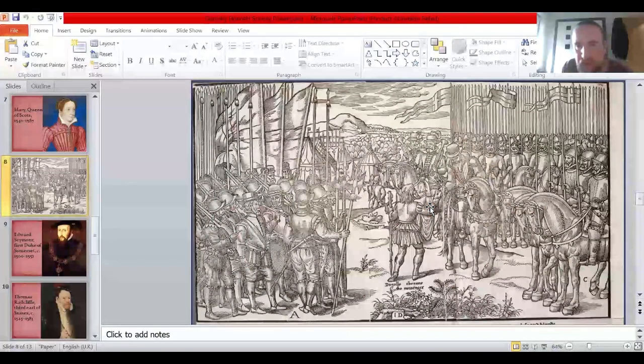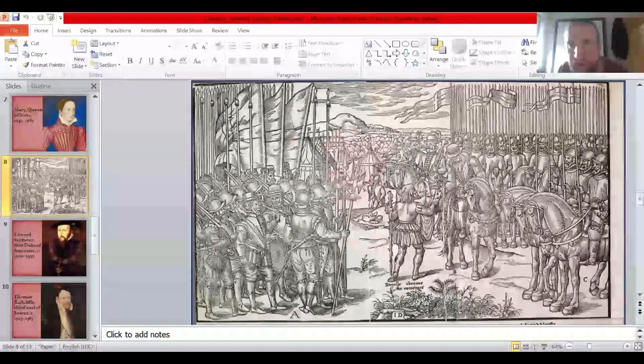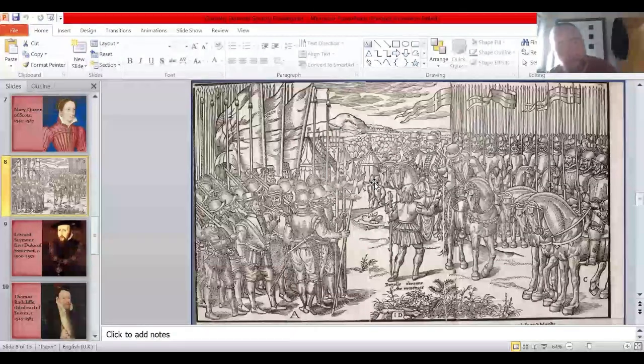So here's a print from John Derrick's The Image of Ireland. This is actually from 1581, but I think it captures the nature of Irish and English soldiers in 16th century Ireland. And I don't have a portrait of Cormac O'Connor or George Paris, so this is in lieu of a portrait.